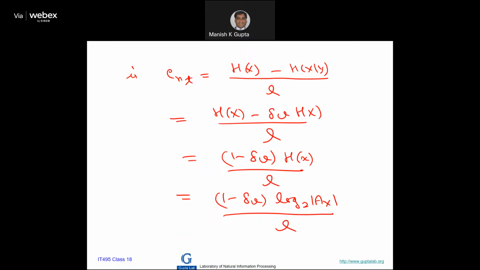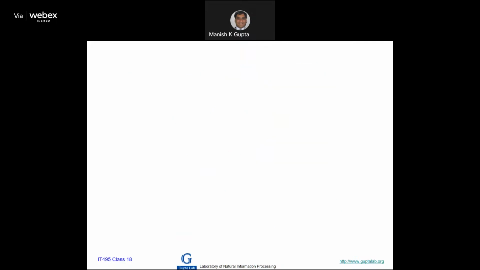Now I am going to simplify this by putting a constraint here. So what is delta V? The dropout rate. AX is the size of the set of all nucleotide sequences that you are going to send, and L is the length of the oligos. So we have the homopolymer constraint.